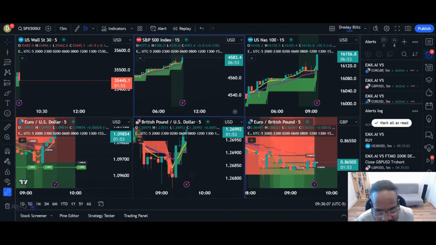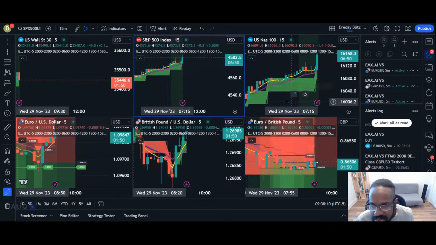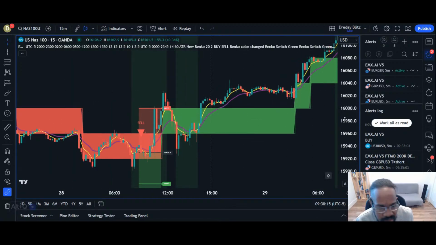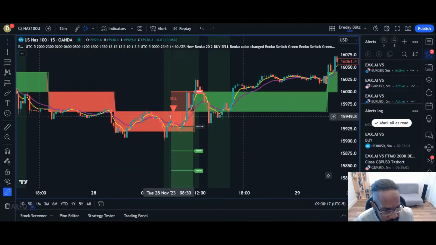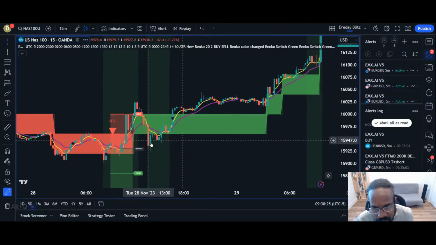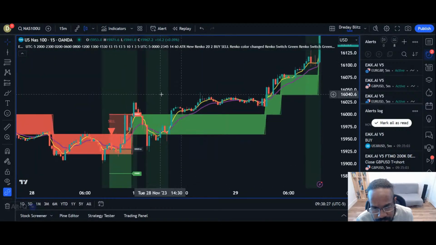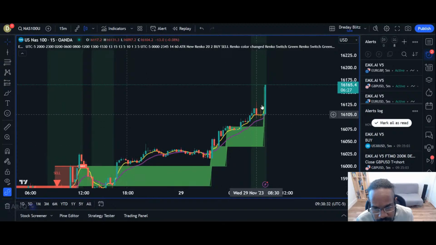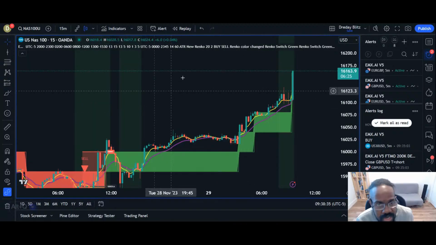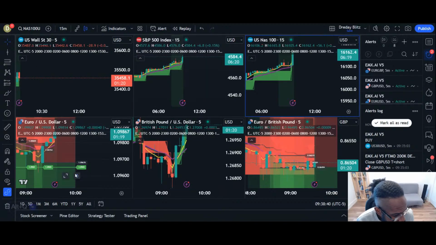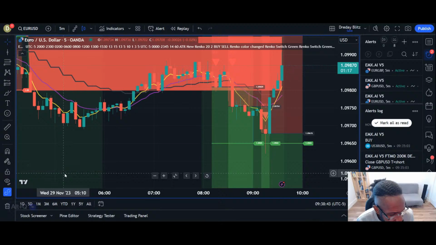So let's go back to NASDAQ. NASDAQ is right here. Same thing: we had a sell and then it reversed on us, but the actual market condition is bullish overall. So this is the actual price currently for Nasdaq.